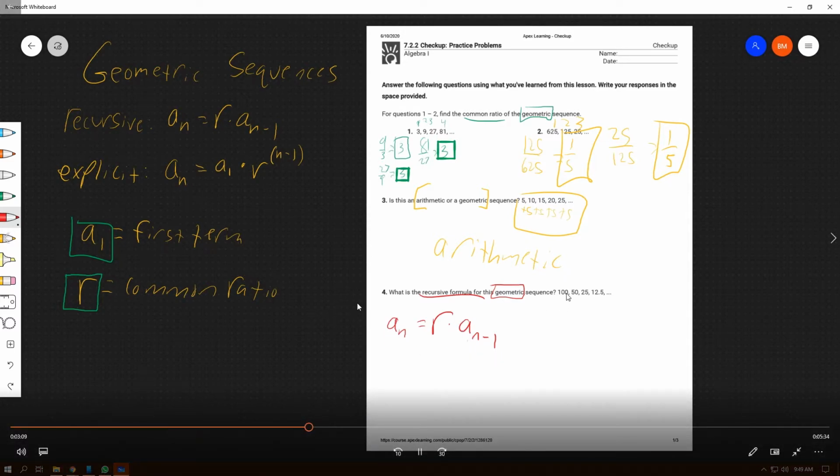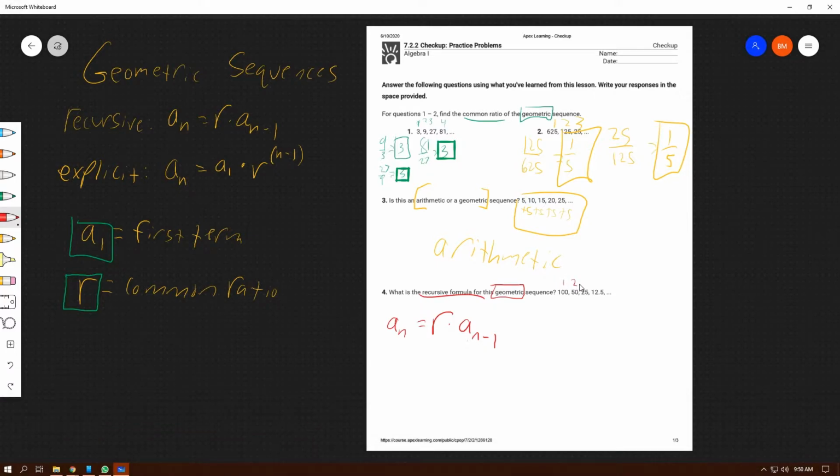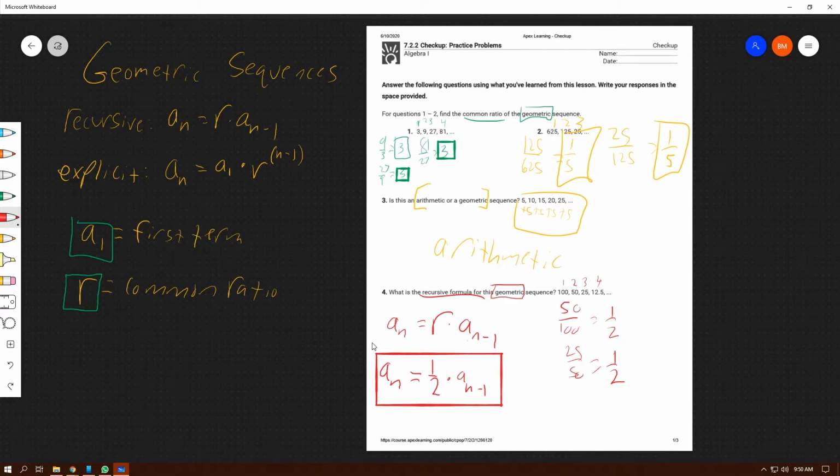So there's my formula. And now I just need to find what the common ratio is. And how do I do that? Just like I did in questions 1 and 2. I divide second term by the first term, third by the second, fourth by the third, fifth by the fourth, sixth by the fifth, etc. And I found a common ratio of 1/2, and then I just plug that value in. That's it. That's a recursive formula. Nice and simple.